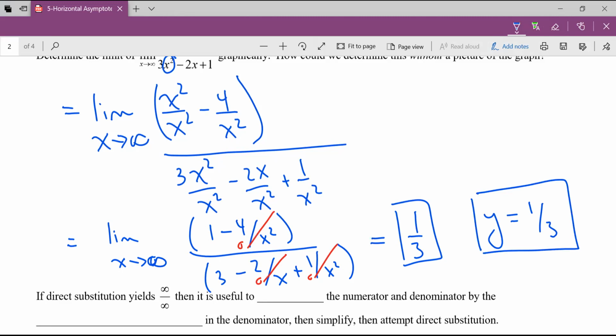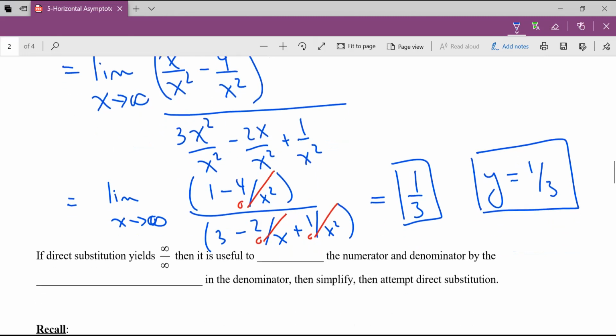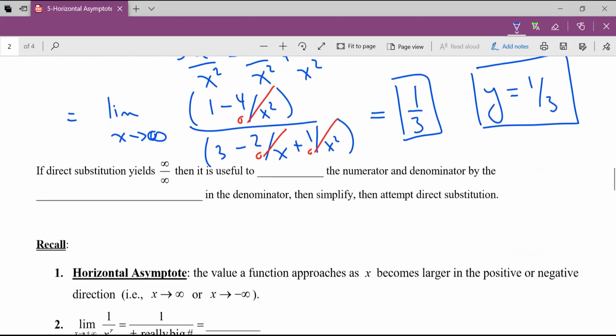So what we're going to do is when we want to find a horizontal asymptote, if we try direct substitution and we get infinity over infinity, what's useful is to divide the numerator and denominator by the highest degree that we see in the denominator, and then simplify. And then we do direct substitution, or we just take our limit.